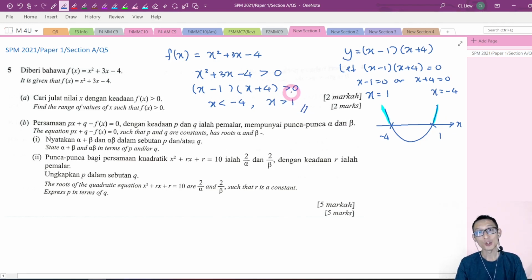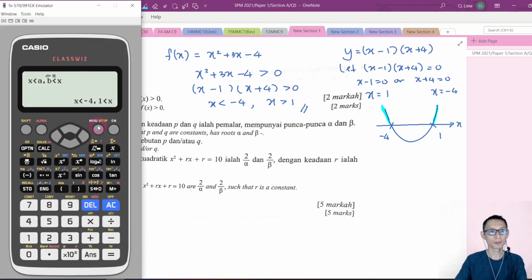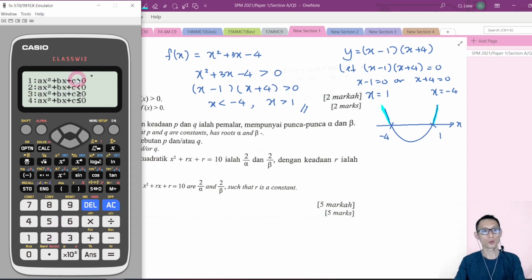Let's say if you want to use your calculator to help you check the answer, you can do it this way. Search for inequality. The degree will be 2. And then choose the one that you want to solve. This is a greater than, right? Greater than will be the first one. Just key in all the coefficients here.